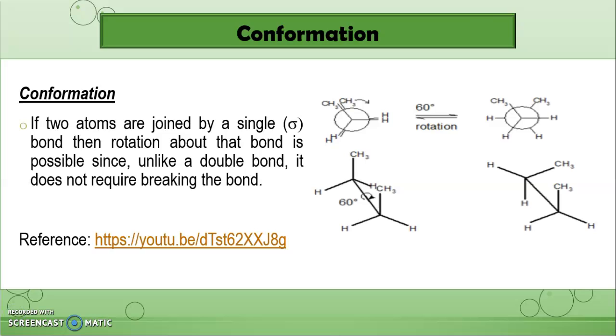Okay. We proceed with the conformation. What is conformation? If two atoms are joined by a single bond, which is a sigma bond, then rotation about that bond is possible since, unlike a double bond, it does not require breaking the bond. So conformation involves a single shape that a chain can adopt.